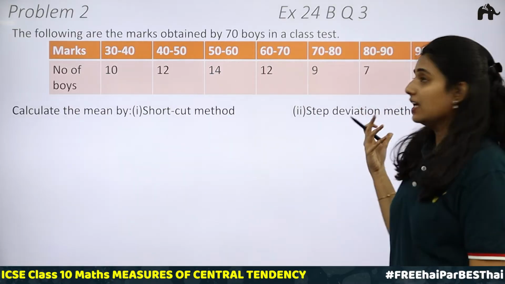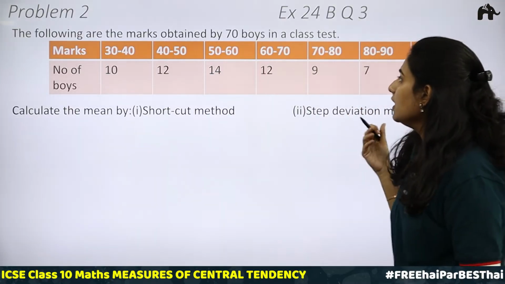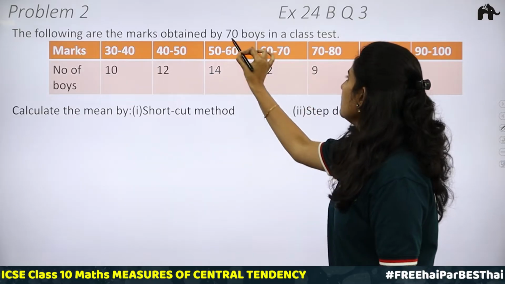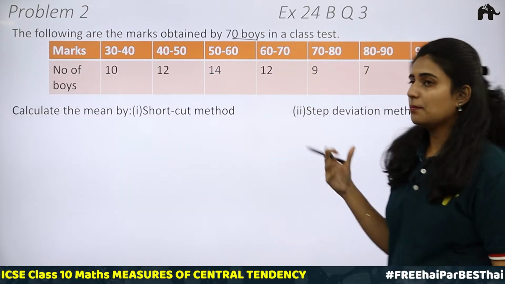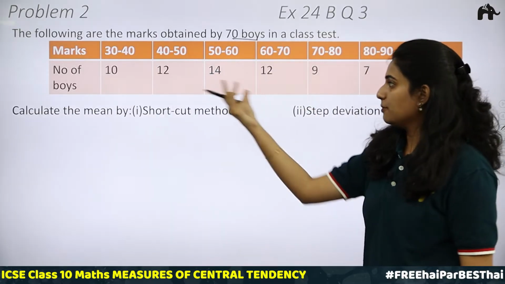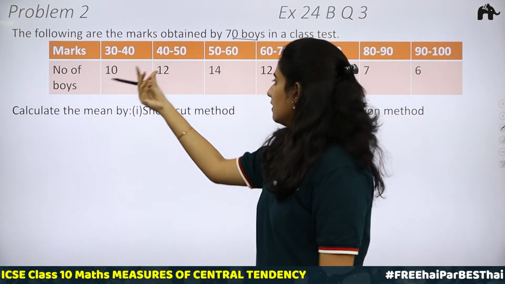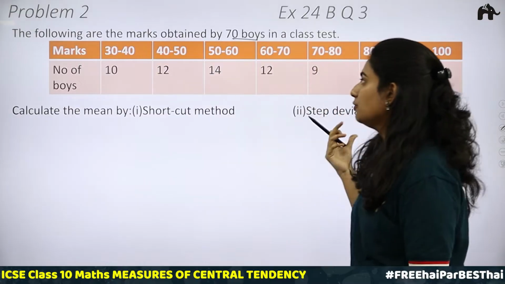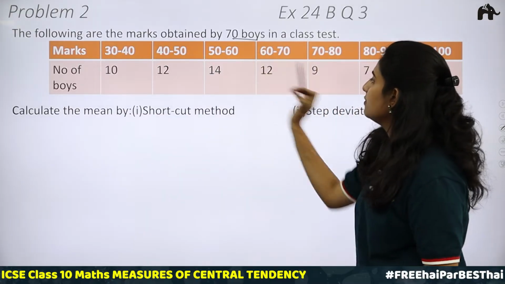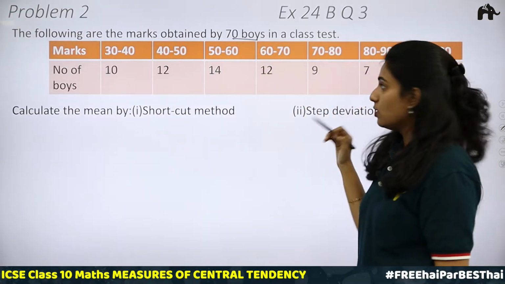Question 3 of exercise 24B. The following are the marks obtained by 70 boys in a class test. Marks are given and the number of boys. The number of boys here is the frequency. Between 30 to 40, there are 10 boys. 40 to 50, 12 boys. 50 to 60, 14. 60 to 70, 12 boys.